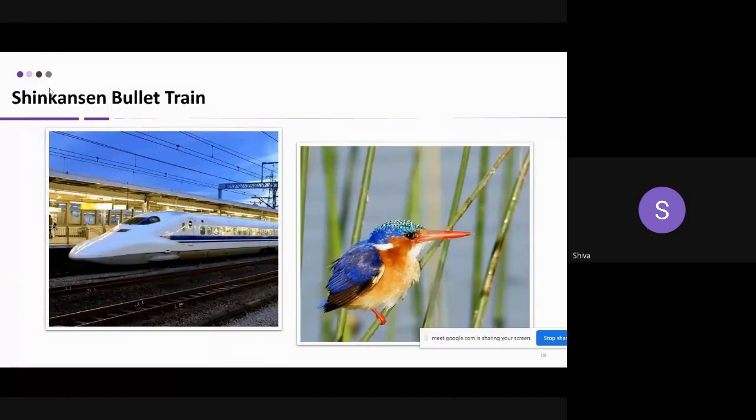To all of us, who in this group does not know about the story? Which is why I put this story up in spite of it being so common, because we know the story, right? We know that the Shinkansen train engineer had a big challenge.